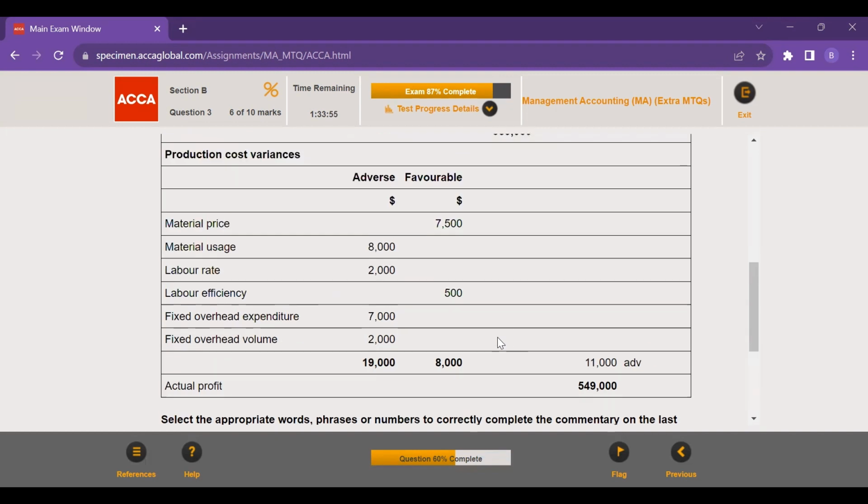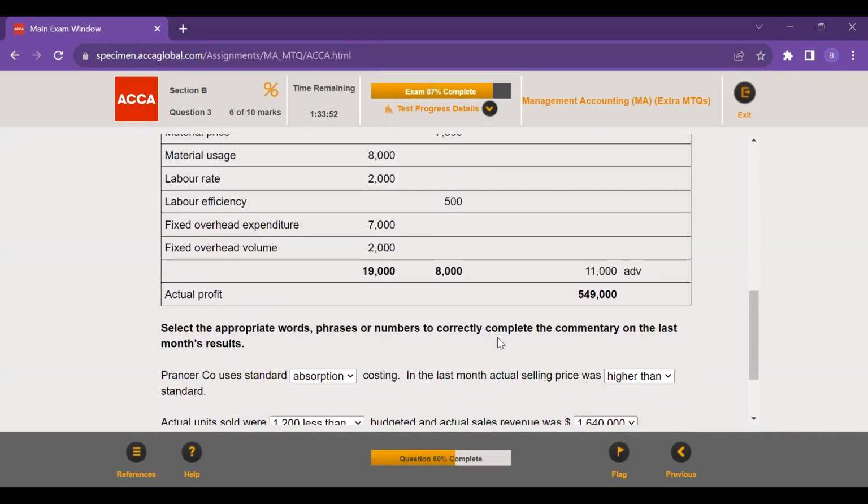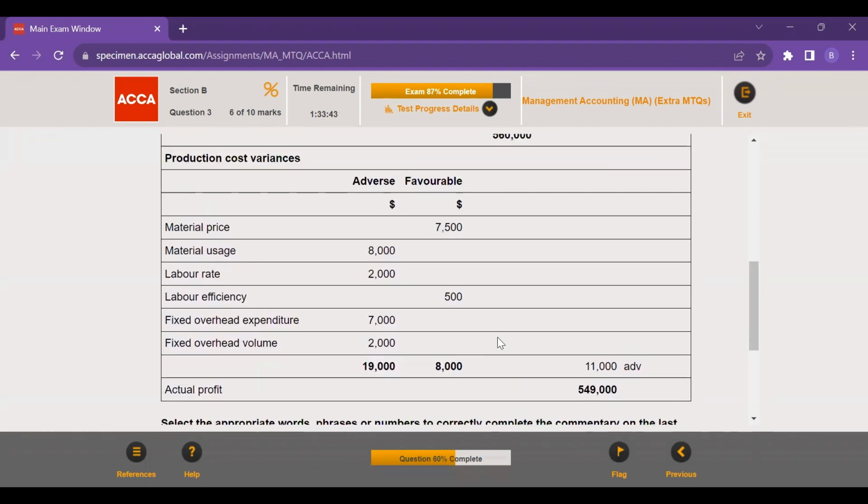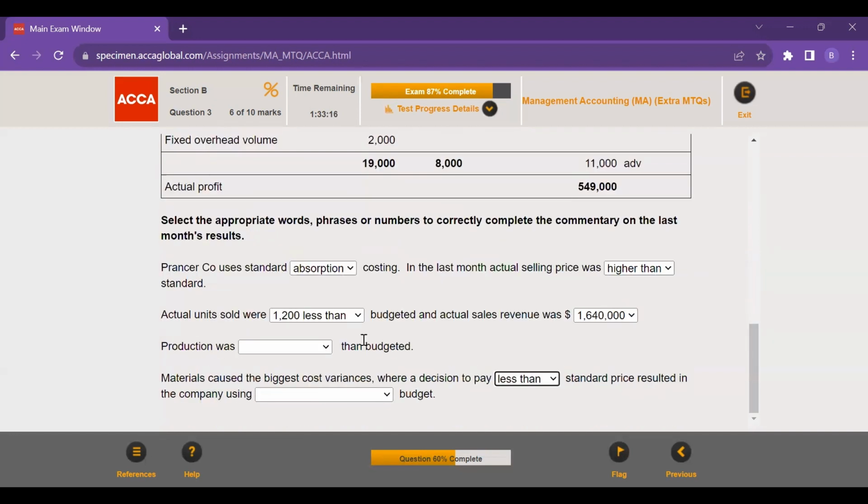For production, let's have a look at our fixed overheads. The fixed overhead volume variance is adverse. It is 2000 adverse. What it basically finds out is how much you have produced, so that you are able to allocate your fixed overheads. Now this is adverse, and this tells you that fewer units have been produced than how much you had budgeted. So I can say that my actual production was lesser than I had budgeted.